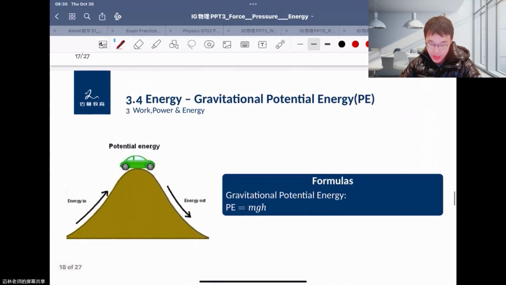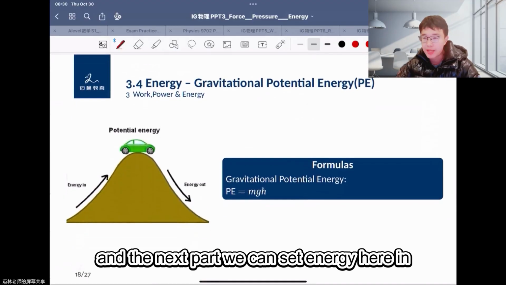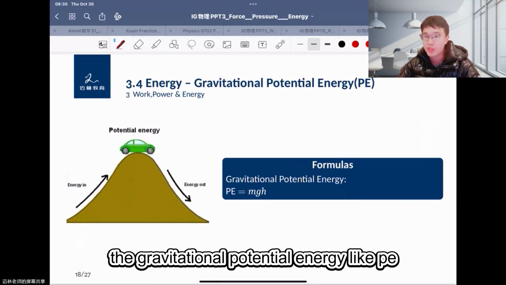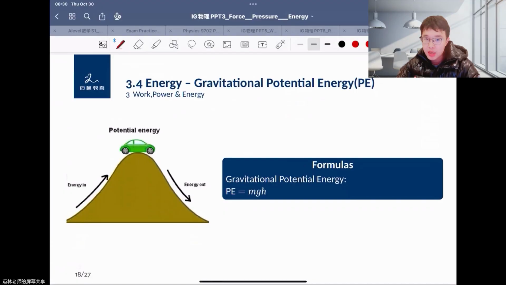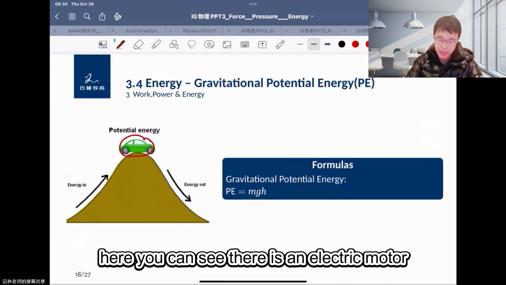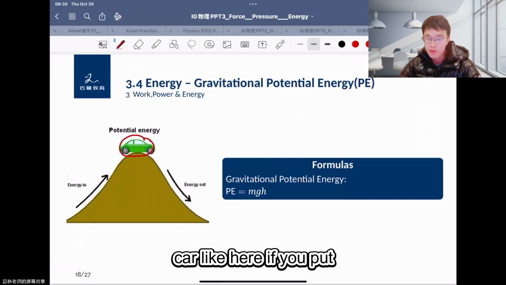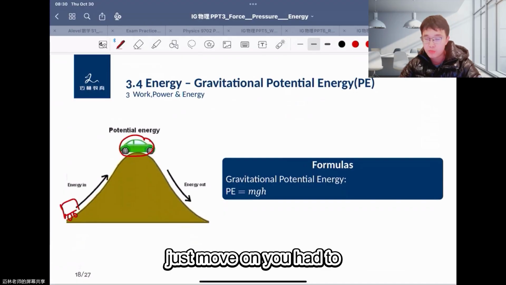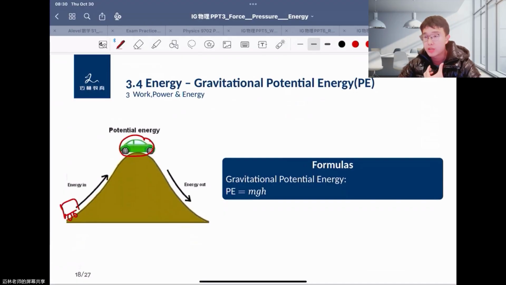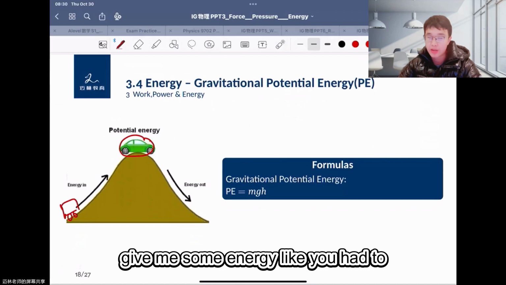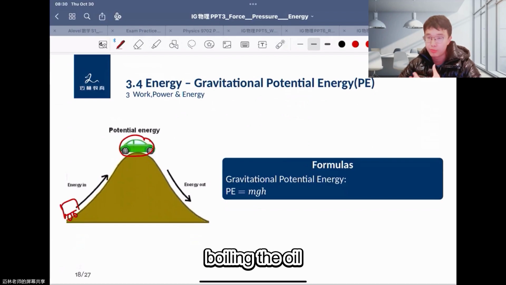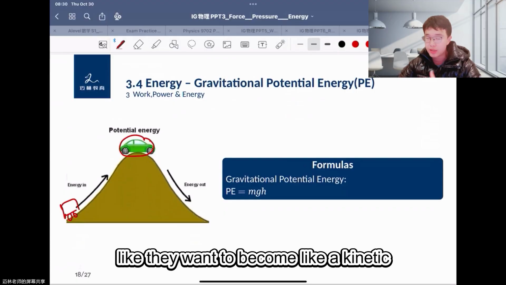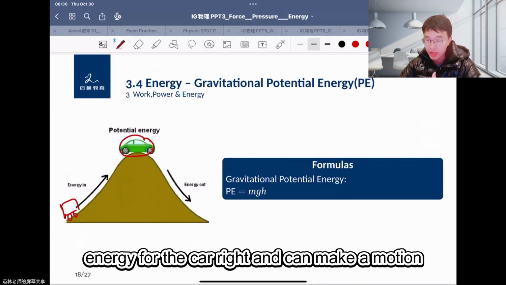Okay. And for the next part, we can set energy here in the gravitational potential energy, like PE. Here you can see there is an electric motor. Like here, if you put it at the bottom of the mountain, you want to just move on, you have to give in some energy, like you have to give some electricity, or like you want to burn oil, like they want to become the kinetic energy for the car, right? And it can make a motion.